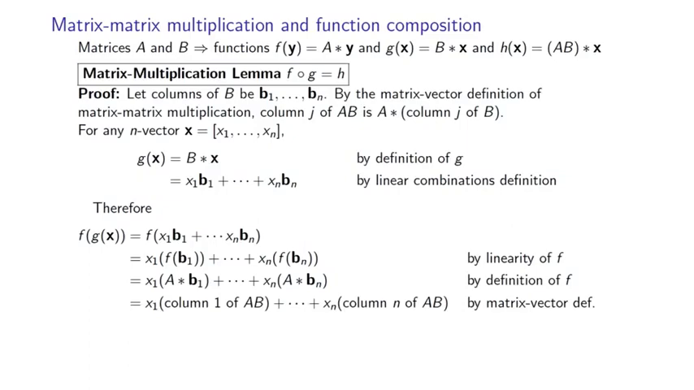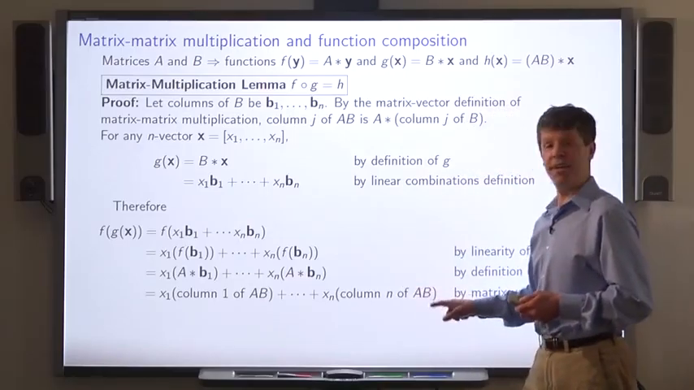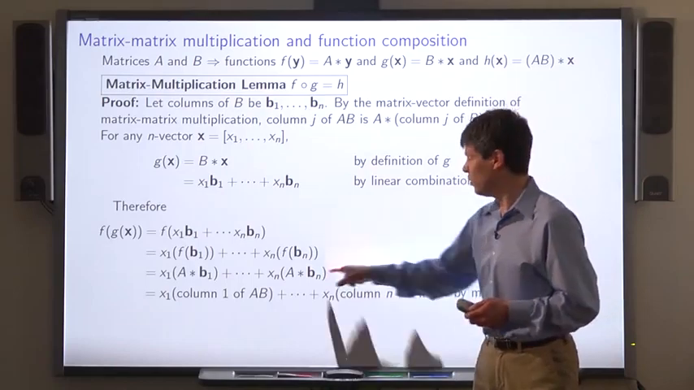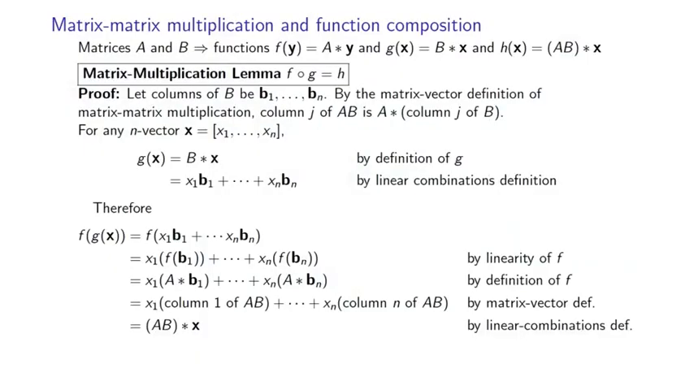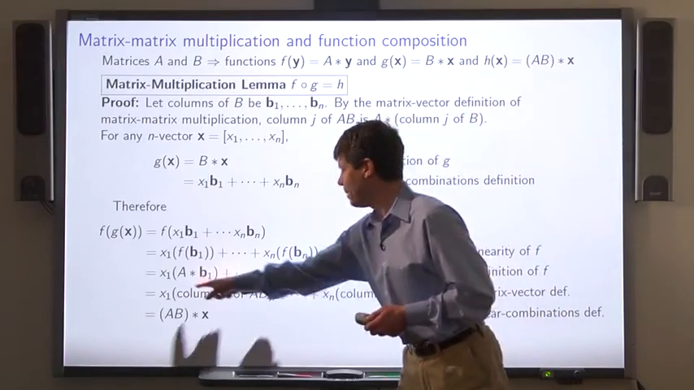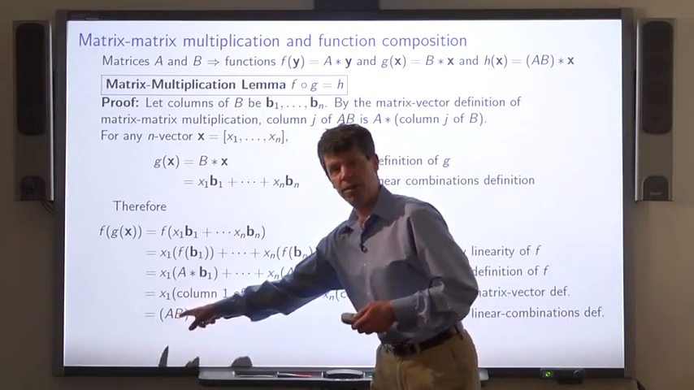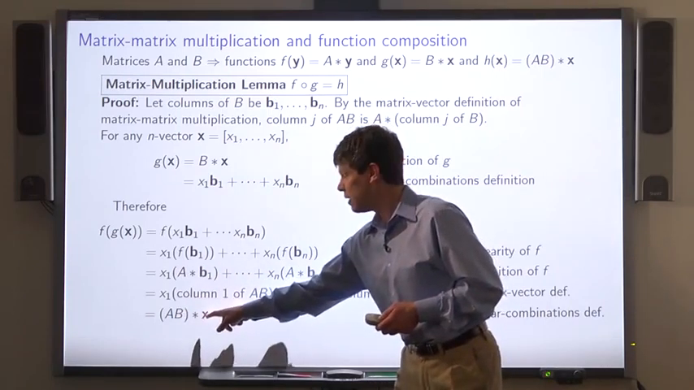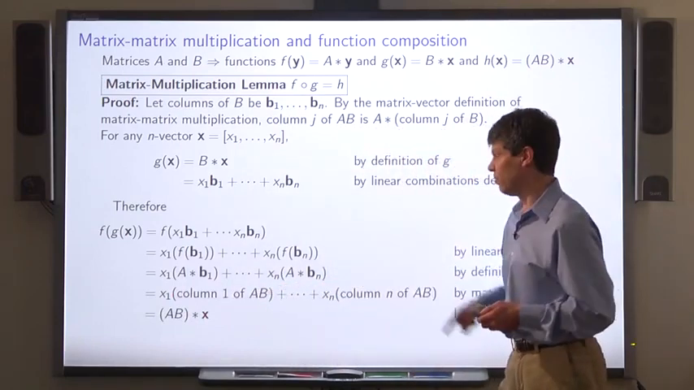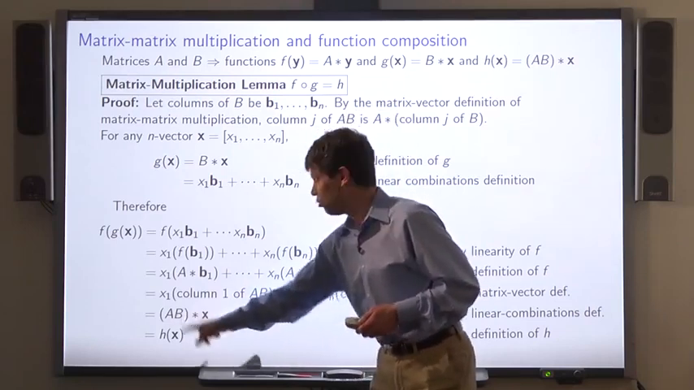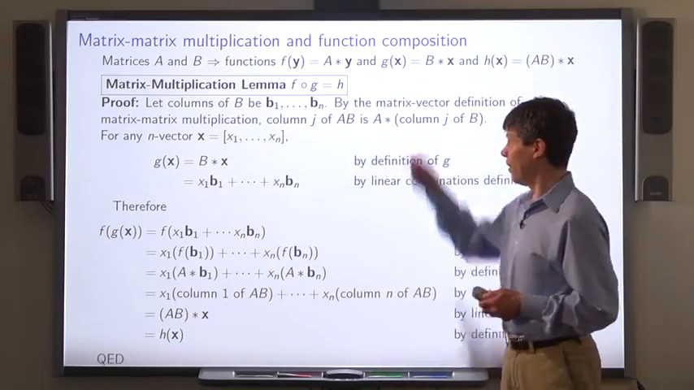And now using the matrix-vector definition of matrix-matrix multiplication, column 1 of AB is A times column 1 of B, which is A times b1. Similarly, column n of the product AB is the same as A times column n of B, which is A times bn. Now using the linear combinations definition of matrix-vector multiplication, the linear combination of these columns can be written as a matrix-vector product. The matrix AB times the vector x, whose entries are the coefficients. And this, by definition, is the result of applying h to the vector x. So that proves the property.